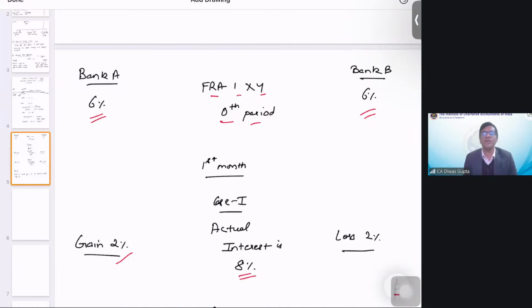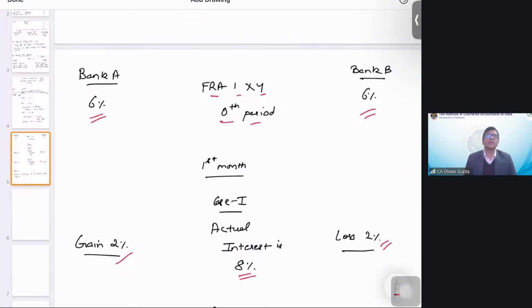Similarly, if you see Bank B, there is a loss. Why? Because Bank B will say, I have a commitment to invest at 6%. I will get a return of 6%. However, at the market interest rate, I would have been able to invest at 8%. So I am having a loss of 2% because of this commitment. So there is a loss of 2%. So can you make out how we can calculate the gains or losses for Bank A and Bank B respectively, right?